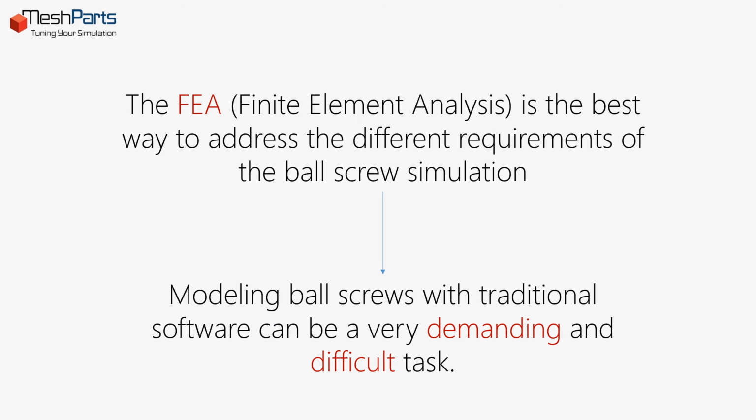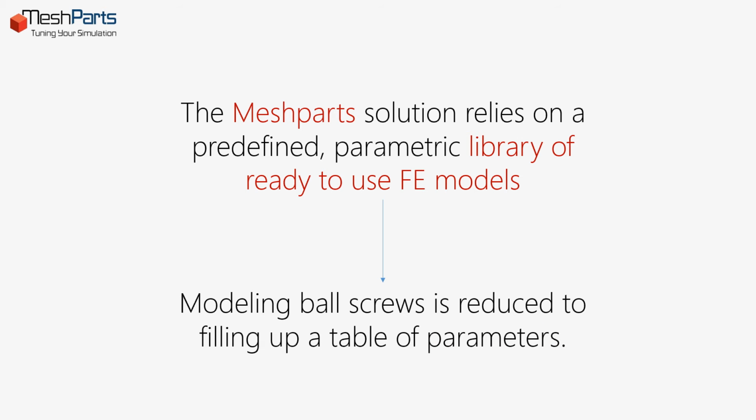The finite element analysis, FEA, is the best way to address the different requirements of the ball screw simulation. Modeling ball screws with traditional software can be a very demanding and difficult task. For this reason, the Meshpart solution relies on a predefined parametric library of ready-to-use finite element models. And since we have access to a library of finite element models, the modeling of ball screws is reduced to filling up a table of parameters, which I want to demonstrate in the following.